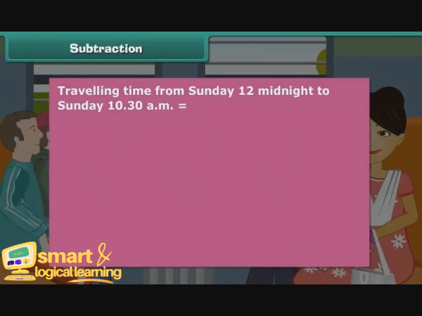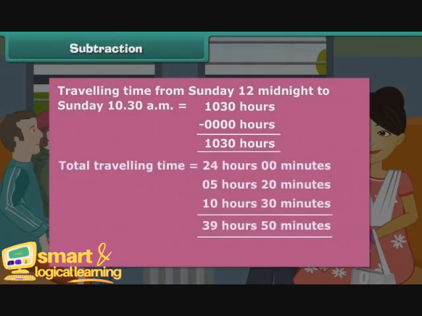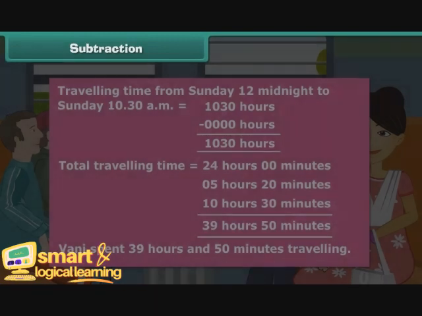Traveling time from Sunday 12 midnight to Sunday 10:30 a.m. is equal to 10 hours 30 minutes. Total traveling time is equal to 39 hours and 50 minutes. Therefore, Vani spent 39 hours and 50 minutes traveling.